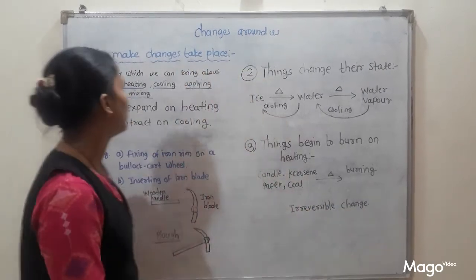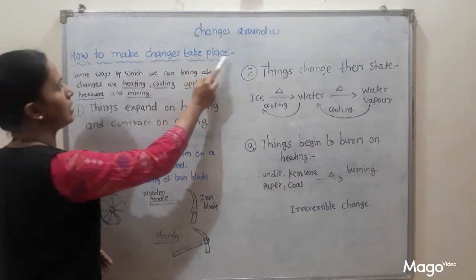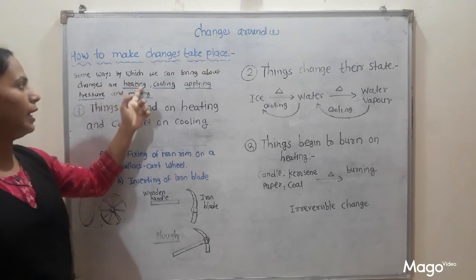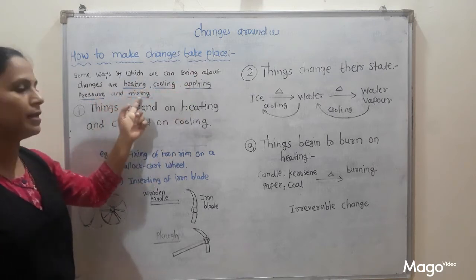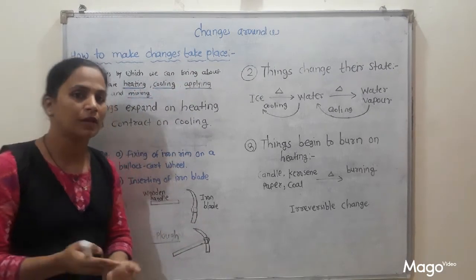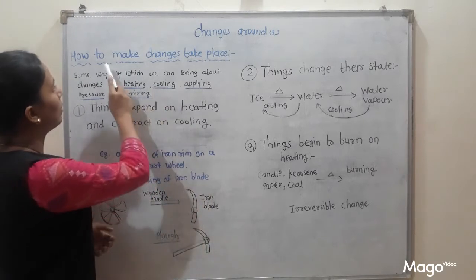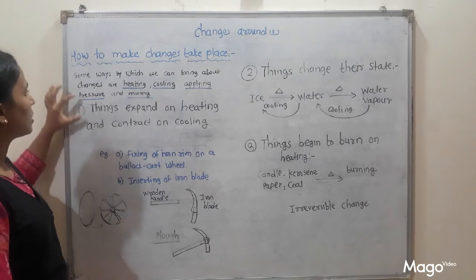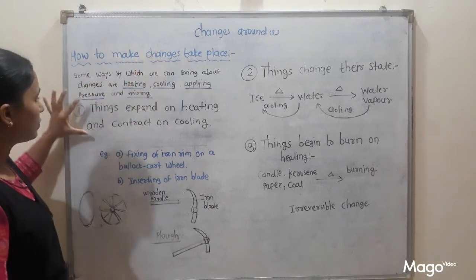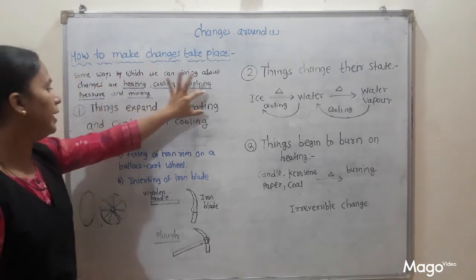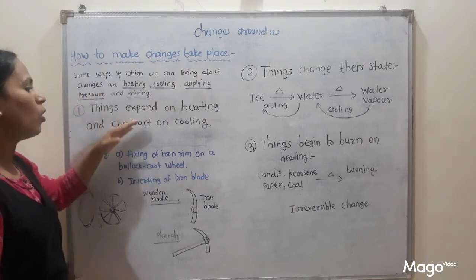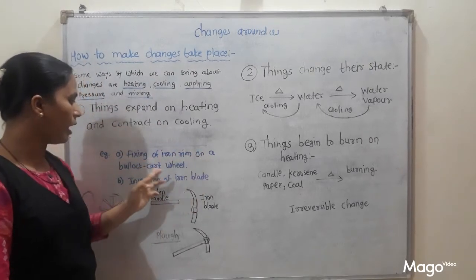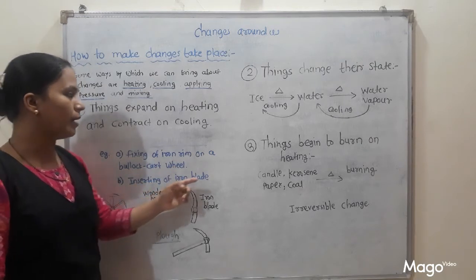Students, today we have discussed about how to make changes take place. So some ways by which we can bring about changes are heating, cooling, applying pressure and mixing. In my next video lecture, we are going to study about changes by applying pressure and mixing. Today we have discussed about heating and cooling. So things expand on heating and things contract on cooling. Two examples are fixing of iron ring on a bullock cart wheel and inserting of iron blade.